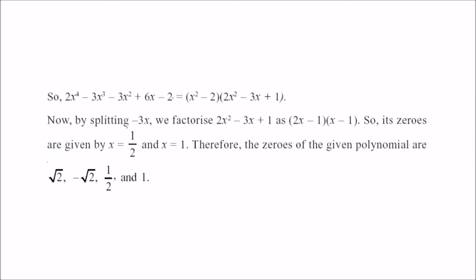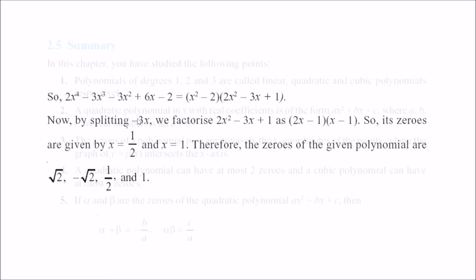So now solve this. You have to solve 2x square minus 3x plus 2. And you can factorize it. The value will be 2x minus 1, x minus 1. So just place it 0, place it 0. X will be half, x will be 1. So we have 4 zeros, root 2, minus root 2, half and 1.